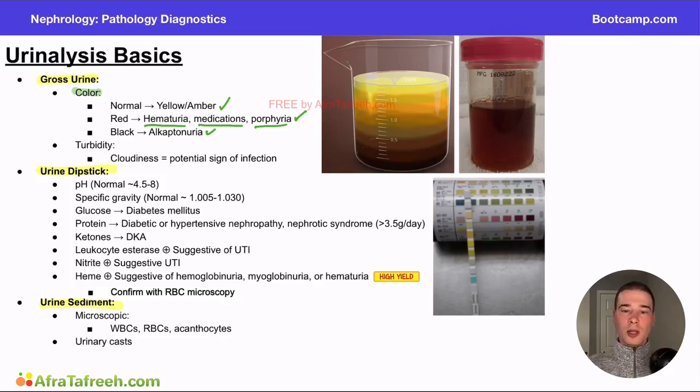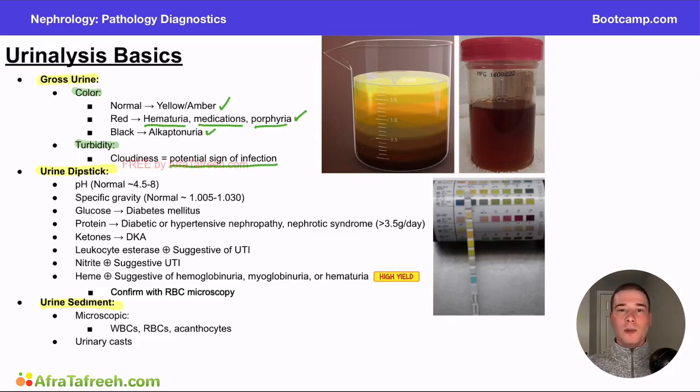The other important thing to look at here is what we call the turbidity, and that is the cloudiness. Why is this important? Well, cloudiness can be a potential sign of an infection. So right off the bat, just by looking at someone's urine, maybe we're suspecting they have an infection, right? Maybe you're working up for that. If you see cloudiness in the urine, that is a clue, that is an indicator that makes you more likely to think, yeah, we're going on the right track here. We're looking at an infection potentially.